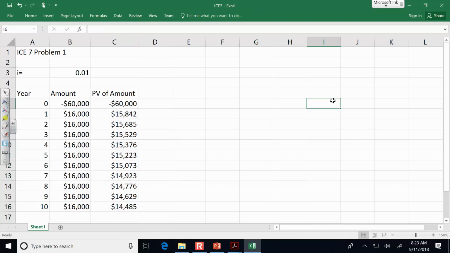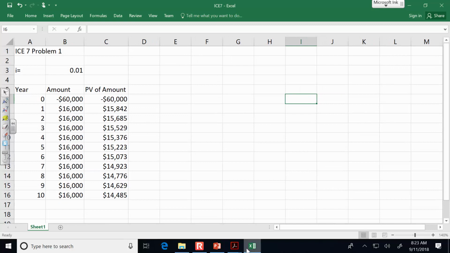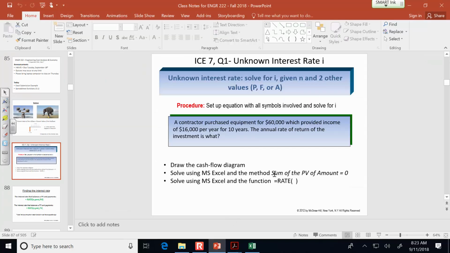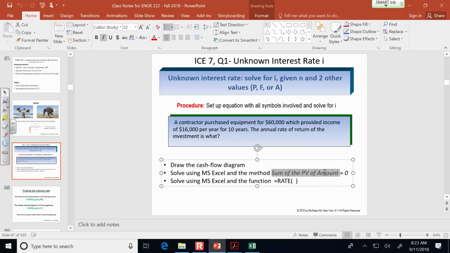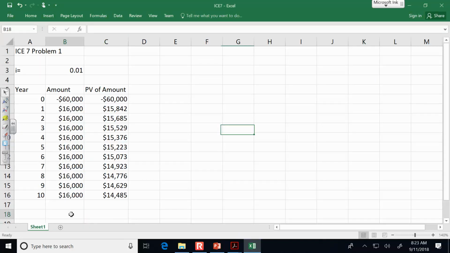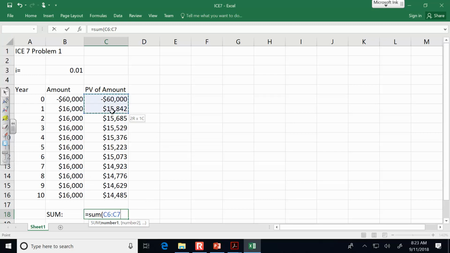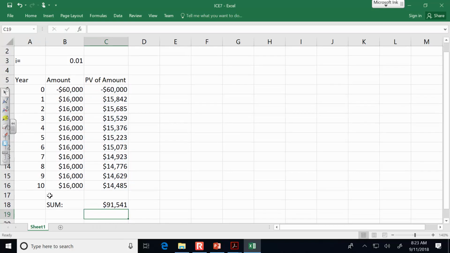All right. So now we need to add up, because if we go back to this, it says the sum of the PV of the amounts are equal to 0. That's what we're looking for. We're looking for some sort of a sum. So let's say sum, and then do the formula. We want to add up all of these amounts together. So equals sum, and highlight all of those, close parentheses, enter.